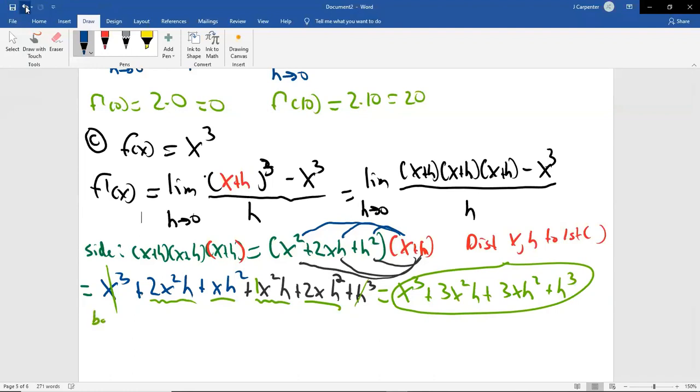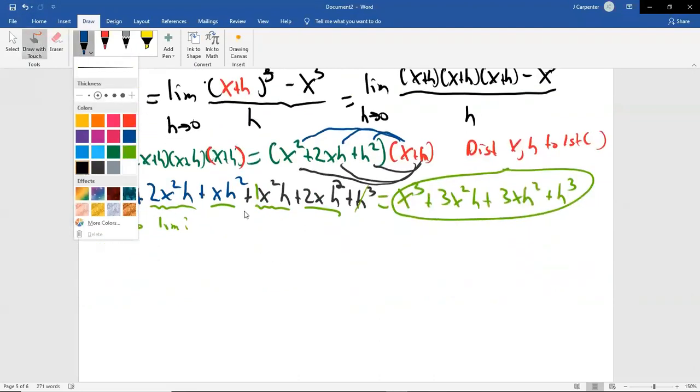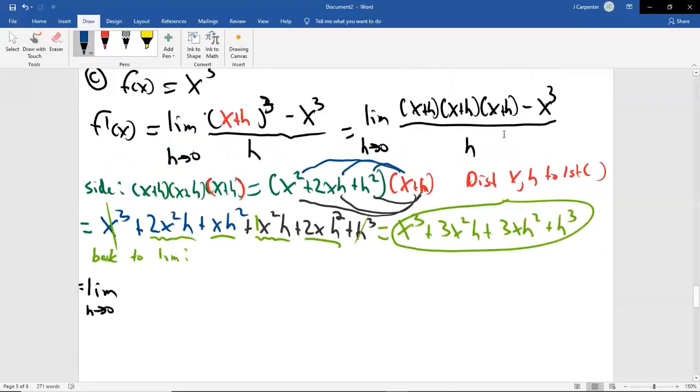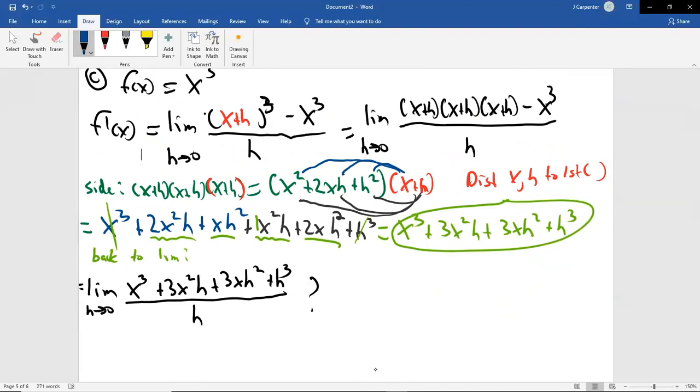So back to the limit. We have the limit, so equals the limit as h goes to 0. So the parentheses times itself, that's the light green ink. X cubed plus 3x squared h plus 3x h squared plus h cubed, then all divided by h. Right? Question mark? No. This is a common mistake that people make.